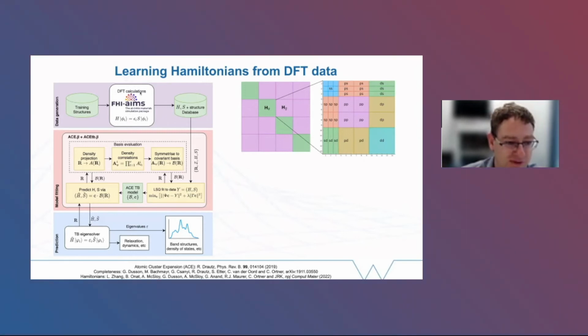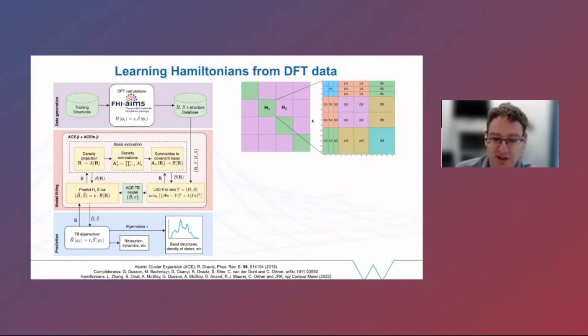And so we solve the DFT problem on a set of training structures, and we get Hamiltonian and overlap matrices out, and then we form a database of these matrices together with the structures that led to them. And then I think I'll go through what's shown on the right first of all, and then come back to these equations in the middle a little bit later on.